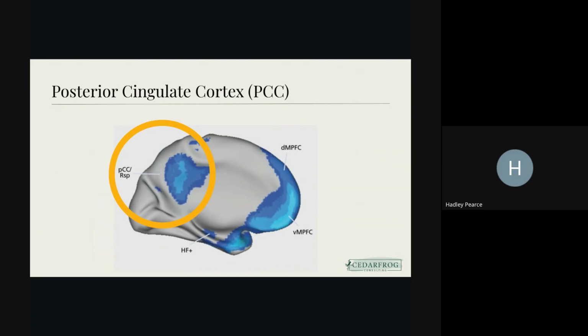The posterior cingulate cortex integrates internal thoughts with our external environment. It's the central hub with the highest connectivity, so the most metabolic activity, and it's hyperactive in depression and is the target for psychedelic therapies.